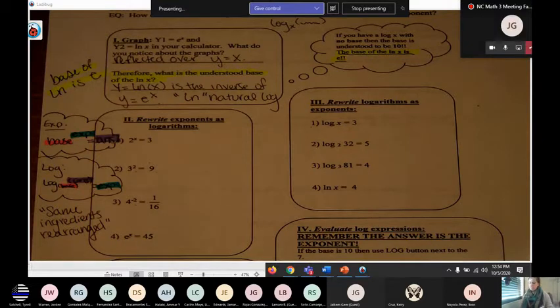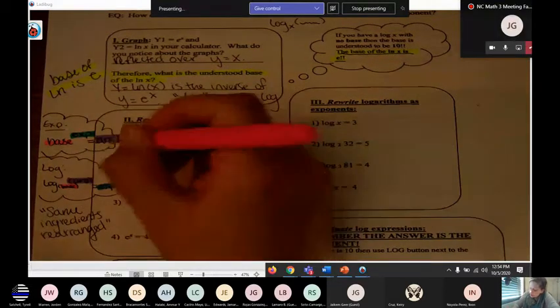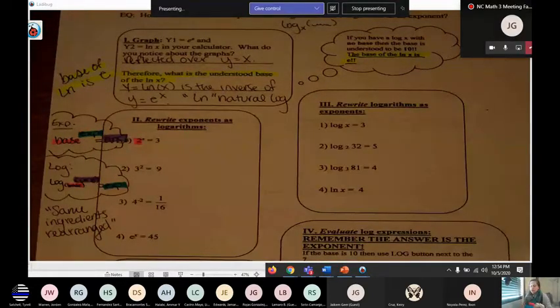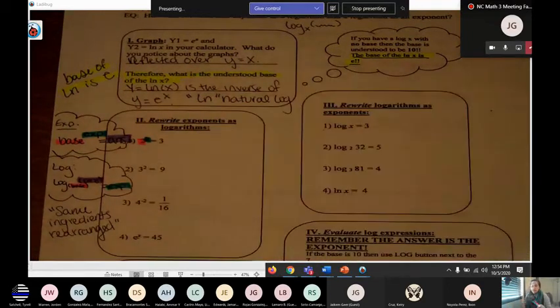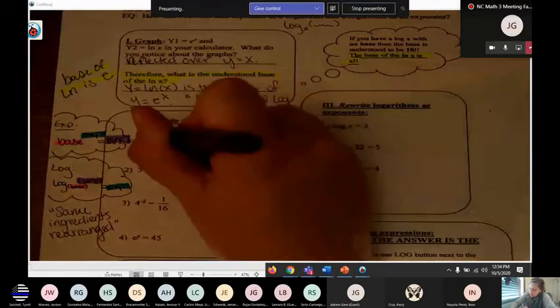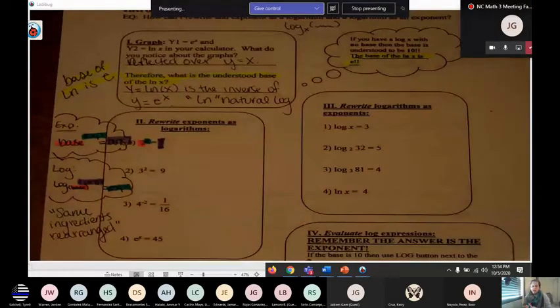Okay, so my base, I use this pink, and this is an exponential function, so my base is here. My exponent is here. That's blue. And then my purple is my answer, and that's here, this 3. Sorry, it's kind of dark. It should lighten up as it dries.